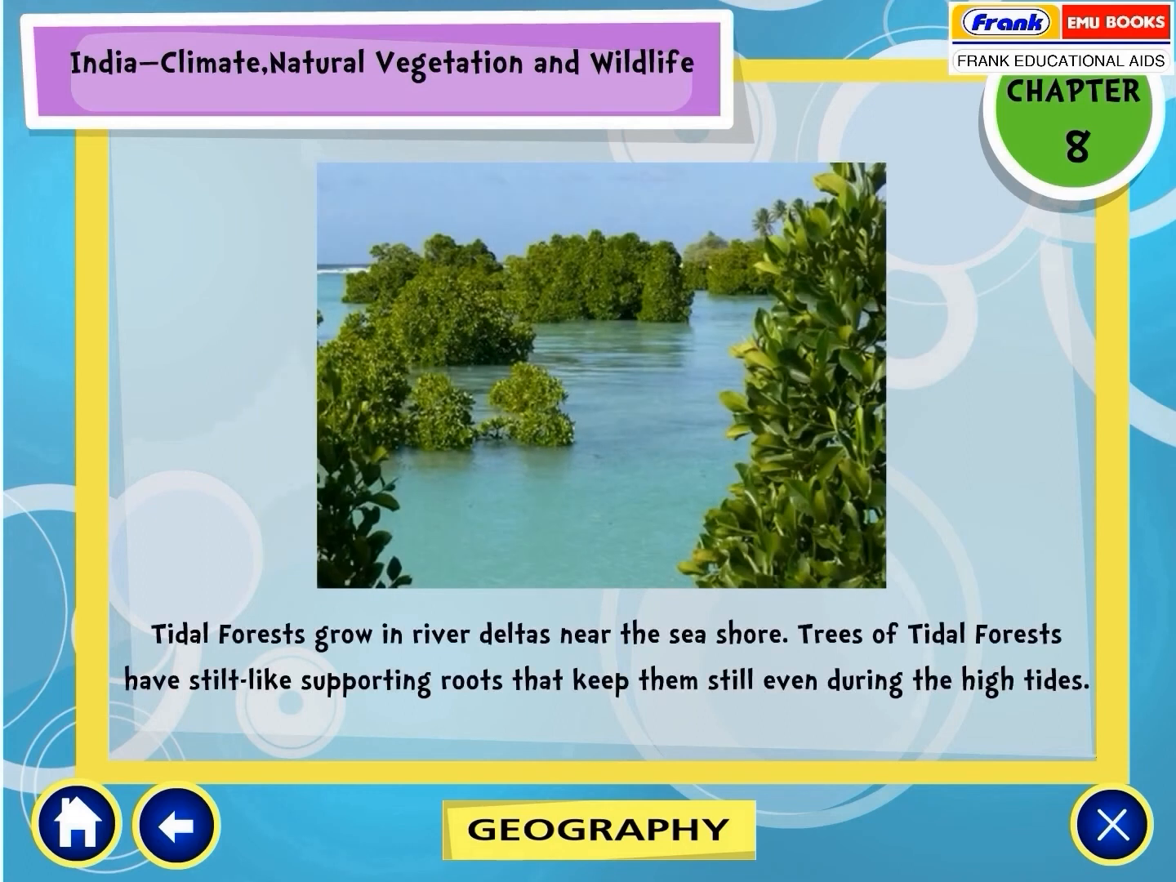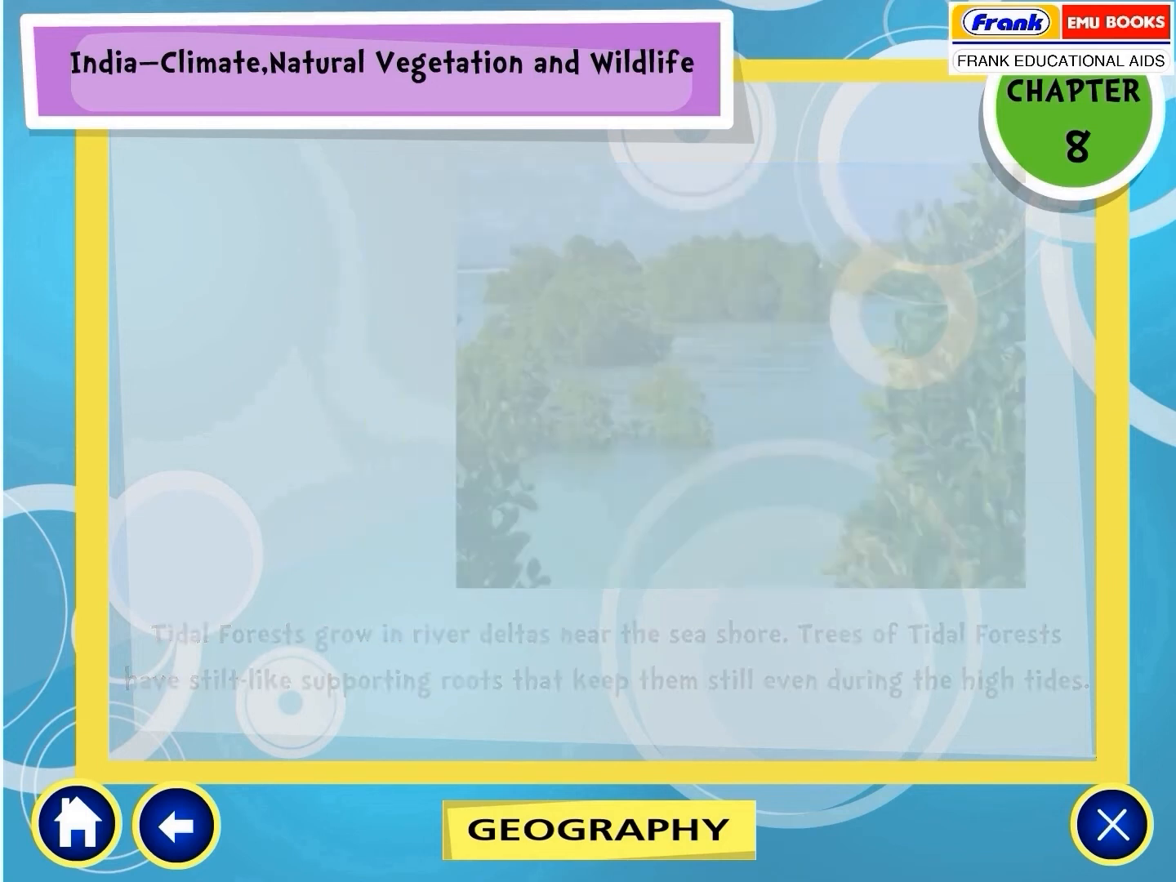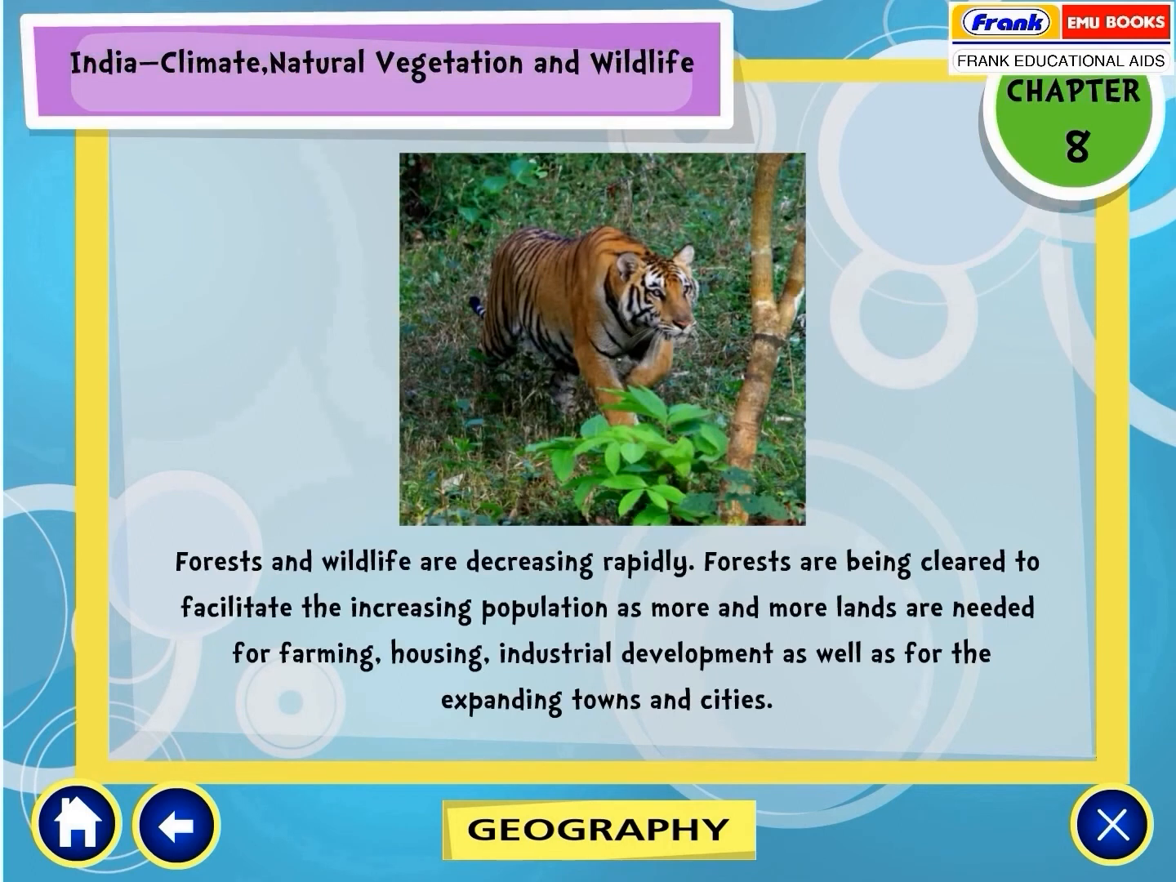Tidal forests grow in river deltas near the seashore. Trees of tidal forests have stilt-like supporting roots that keep them still even during the high tides. Forests and wildlife are decreasing rapidly. Forests are being cleared to facilitate the increasing population as more and more lands are needed for farming, housing, industrial development, as well as for the expanding towns and cities.